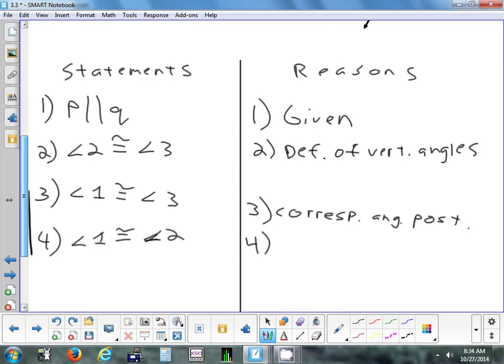Okay. Look at step 3. Angle 1 is congruent to angle 3. But angle 3 is congruent to angle 2. So you could substitute in angle 2 anywhere you see angle 3 because they are congruent. All right, so that would be substitution. And now we've proven it. We've proven the alternate interior angles theorem. So now you are allowed to use that in any proof as a reason. Alternate interior angles theorem.